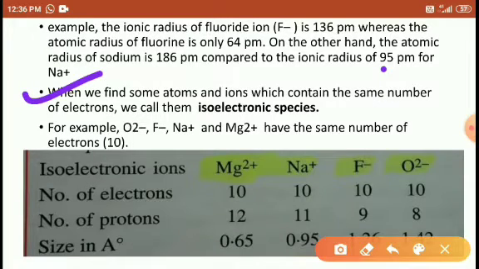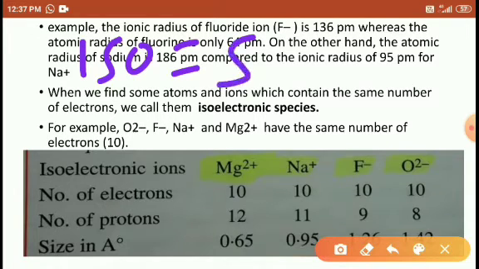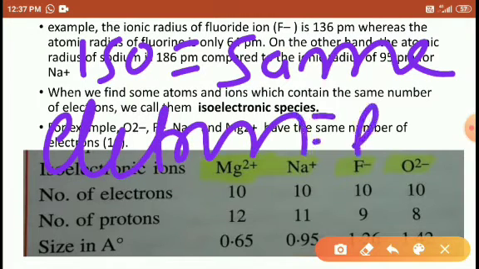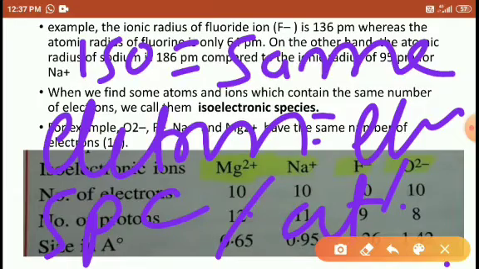We will find some atoms and ions which contain the same number of electrons, called isoelectronic species. Isoelectronic species means species which have the same number of electrons. Iso means same, same what? Same electrons. Species means an element, either an atom or ions, positive charge ions or negative charge ions.